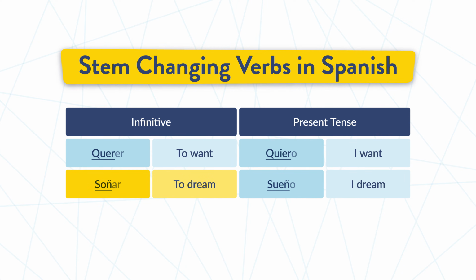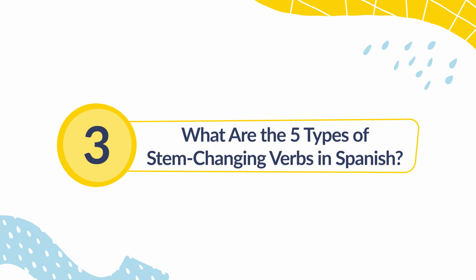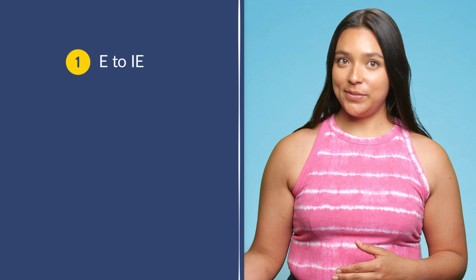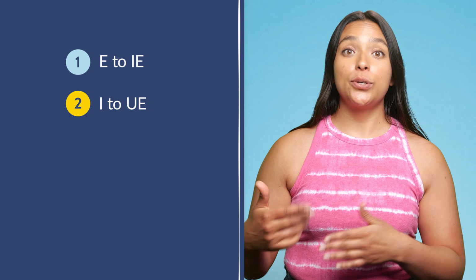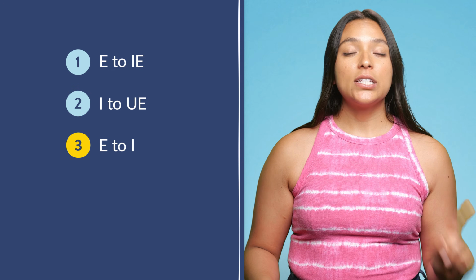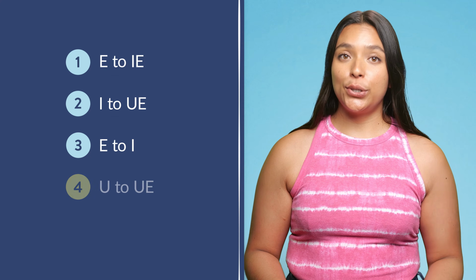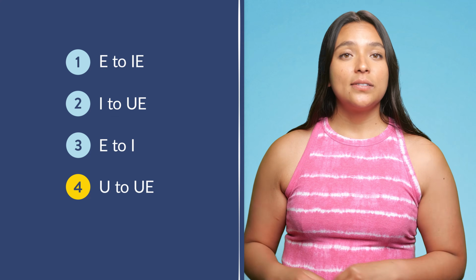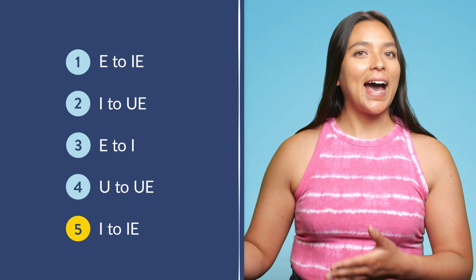Another example is soñar, to dream. This becomes sueño, I dream. Again, we can see that the letters have been replaced from O to UE. Number 3, what are the 5 types of stem-changing verbs in Spanish? They are E to IE, O to UE, E to I, U to UE, and I to IE.